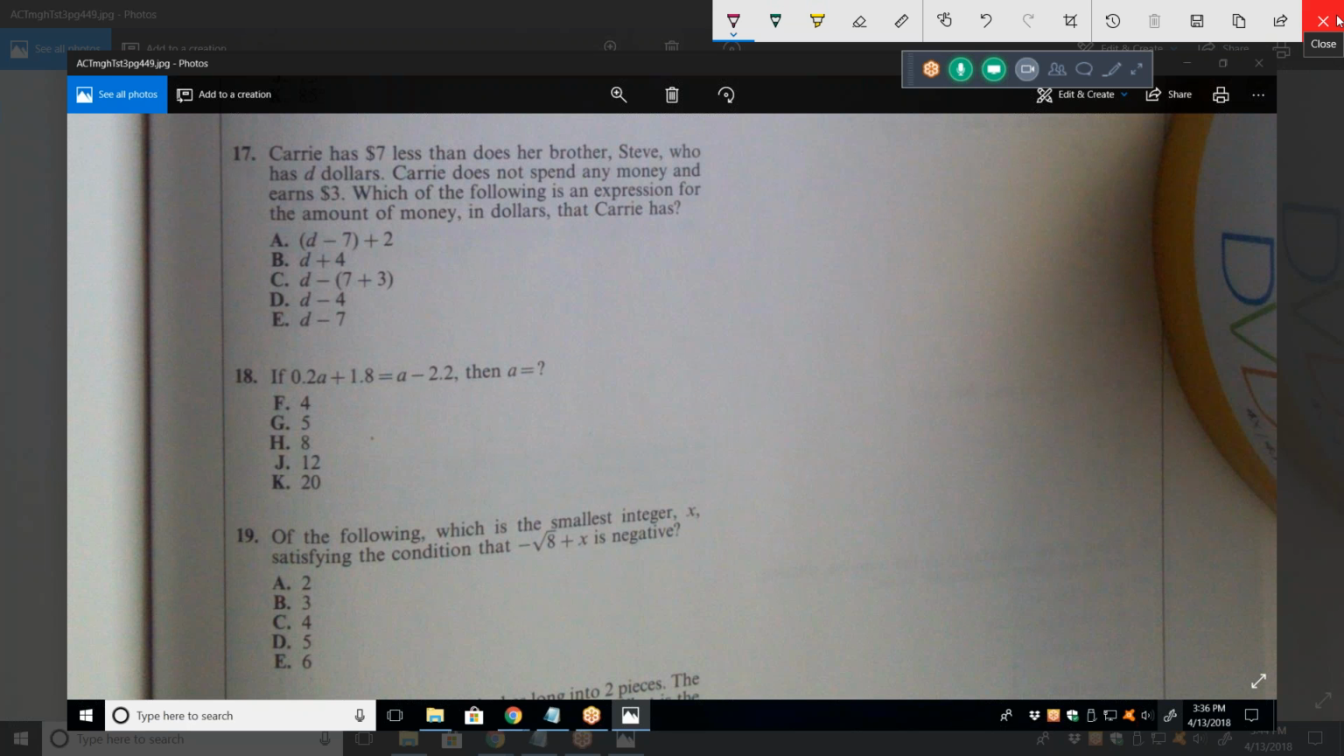Okay. About 18. Okay. So here, let's write it out. Very, very straightforward algebra problem.